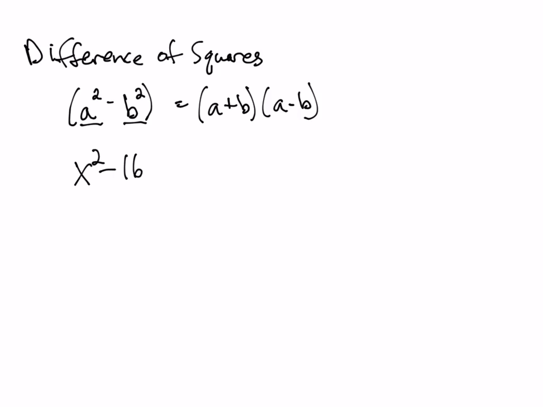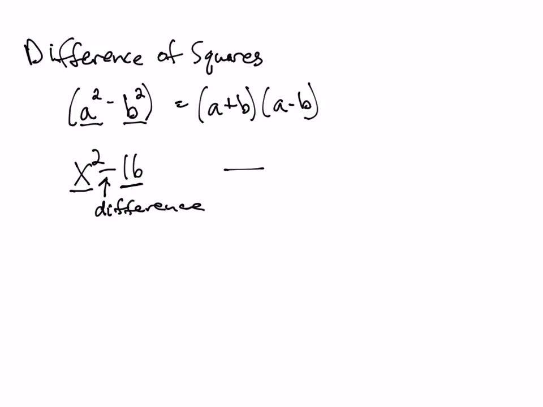Okay, so the first term, x squared, that's a perfect square, that's x times x. Negative 16, or rather 16, is a perfect square, that's 4 times 4. And then this is a difference because we have a subtraction sign.